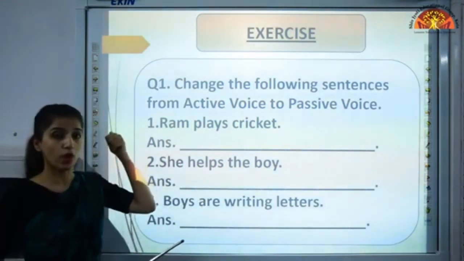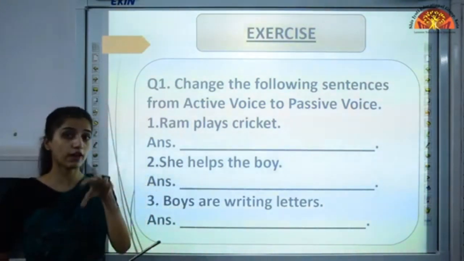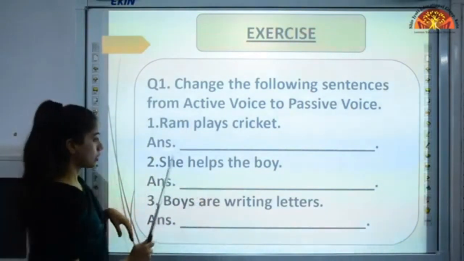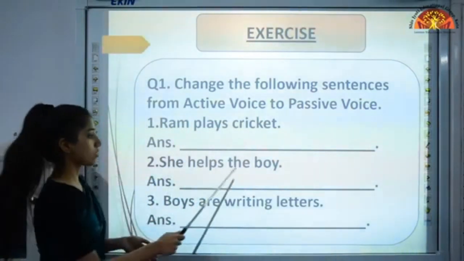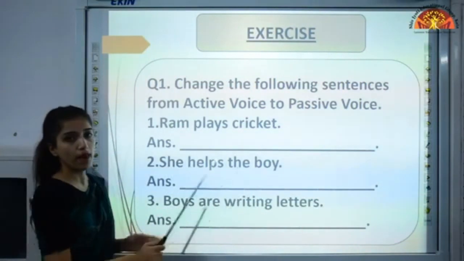As I told you according to that table, you have to keep that in mind. So she will be converted into her. So the boy is helped by her.